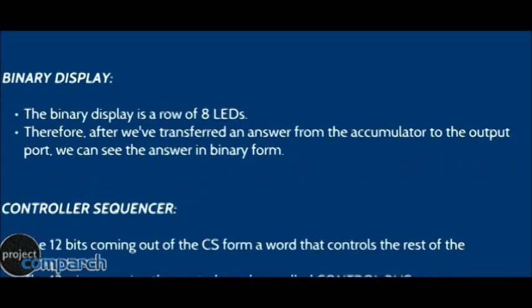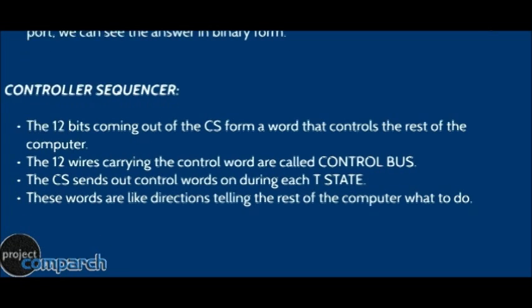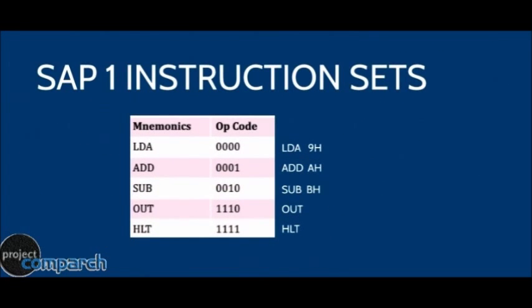Controller sequencer. The 12 bits coming out of the CS form a word that controls the rest of the computer. The 12 wires carrying the control word are called the control bus. The CS sends out control words during each T state. These words are like directions telling the rest of the computer what to do. The SAP-1 opcode.